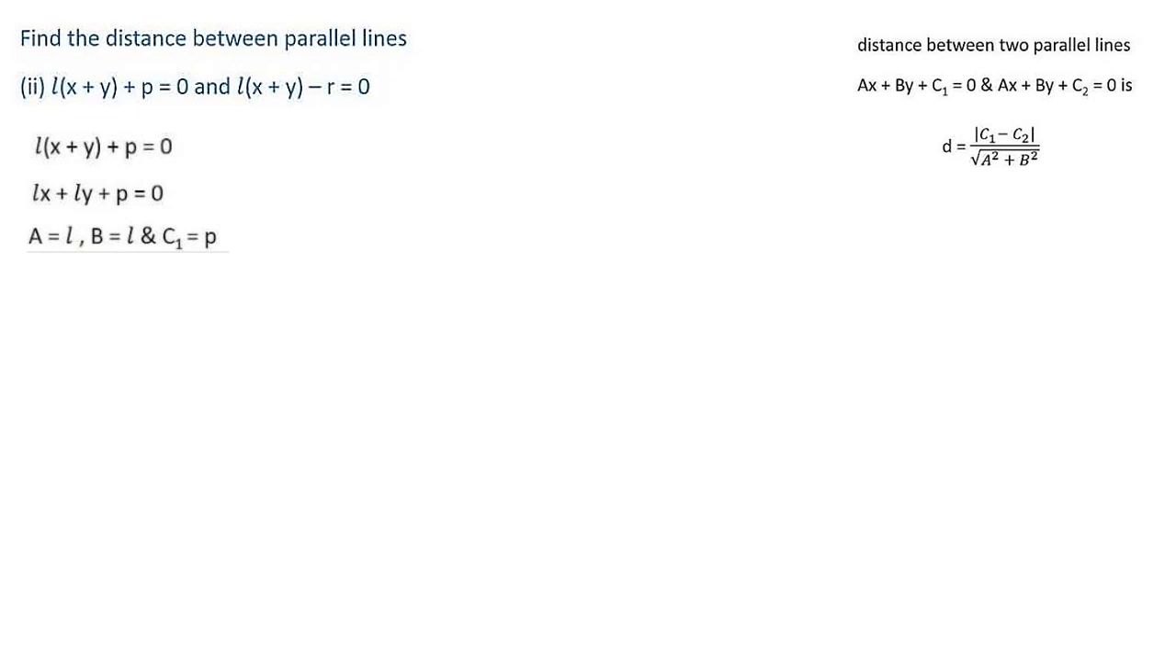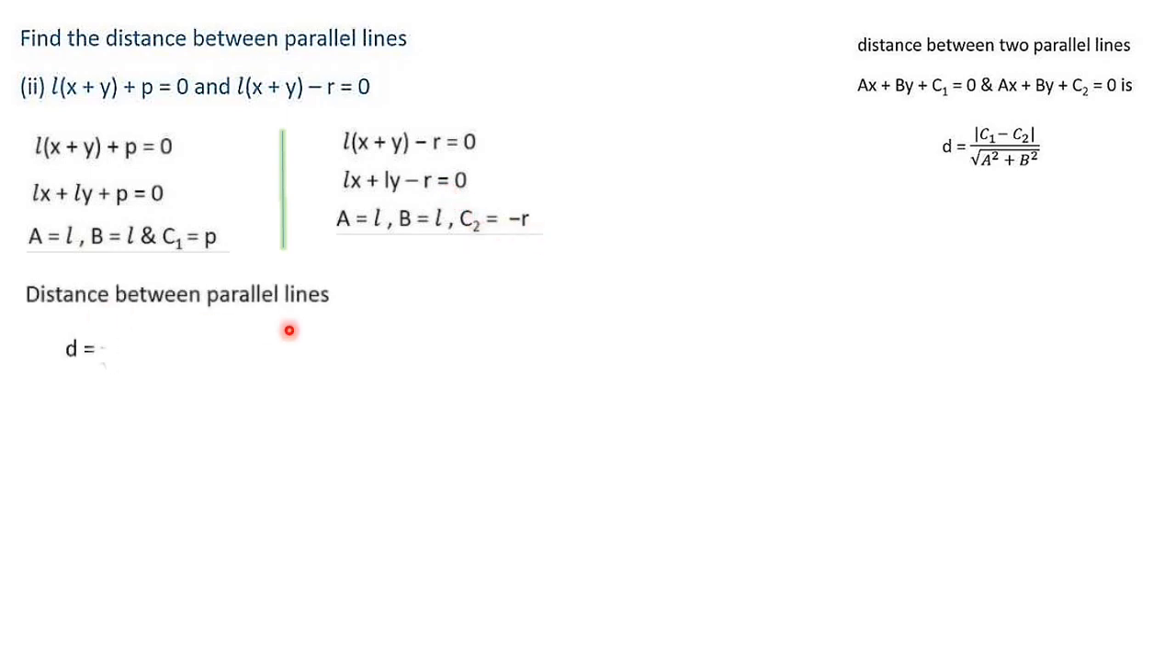Then from here, a means the coefficient of x, and the coefficient of x is L. B is the coefficient of y, that is also L, and the constant c1 is equal to p. For the second equation, if you expand, lx plus L into y, ly minus r is equal to 0. Here a is L, b is also L, and c is minus r. Here we will consider c2, so c2 is equal to minus r.